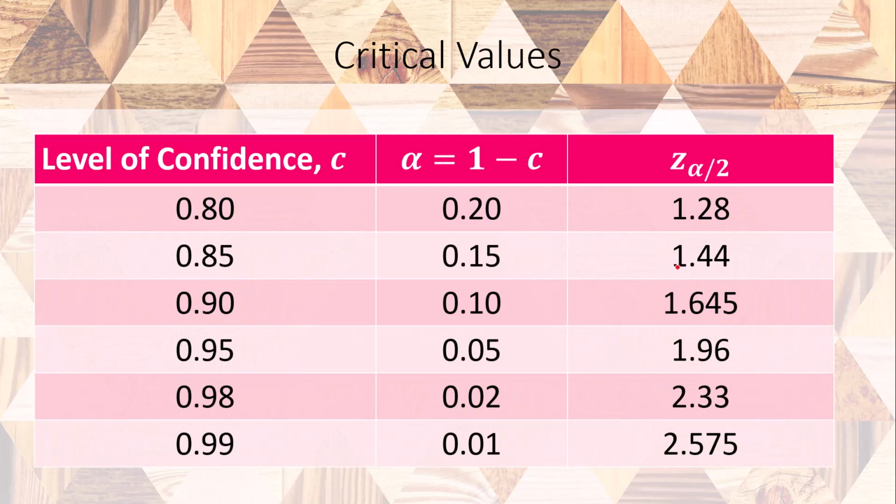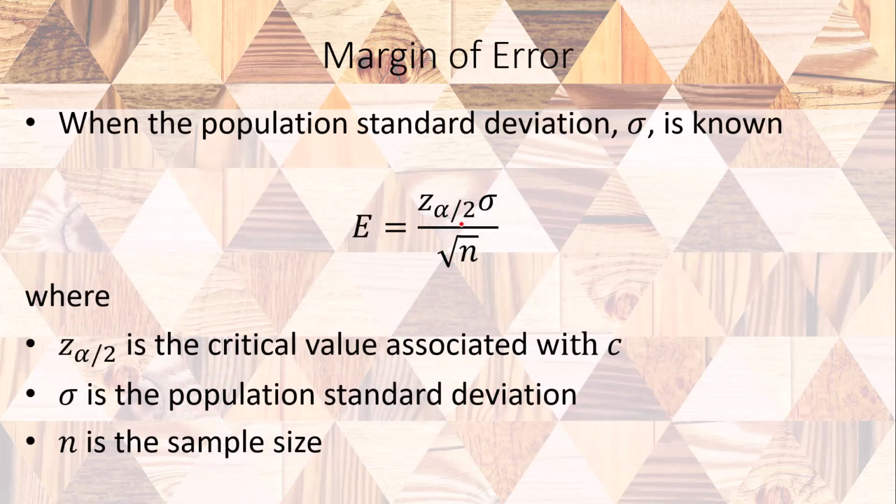Now, the table shows the critical values for other levels of confidence that we'll be interested in. For example, if you want an 80% level of confidence, your critical value is going to be 1.28. If you want a 95% level of confidence, there it is, 1.96. If you want a 99% level of confidence, then your critical value has to be 2.575. So this is the table that you can use to find out your critical factor for different levels of confidence. Great. How can we use this? This is how we can use this.